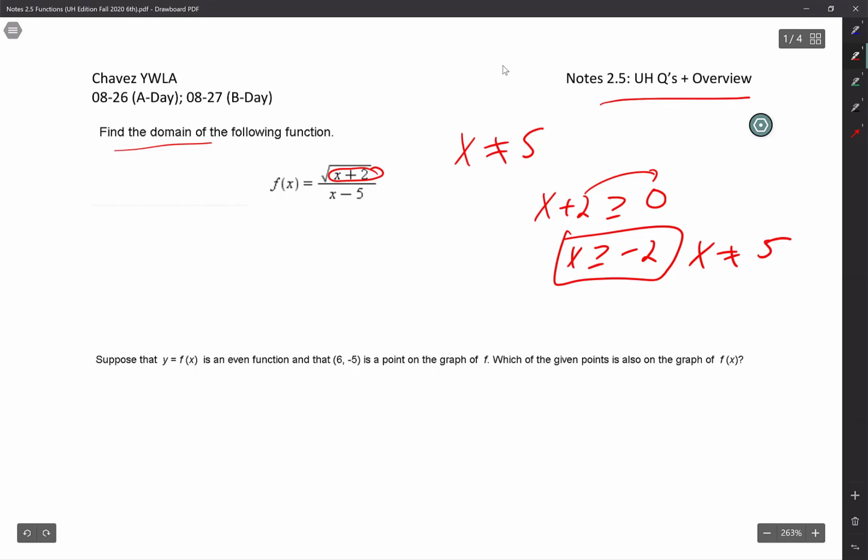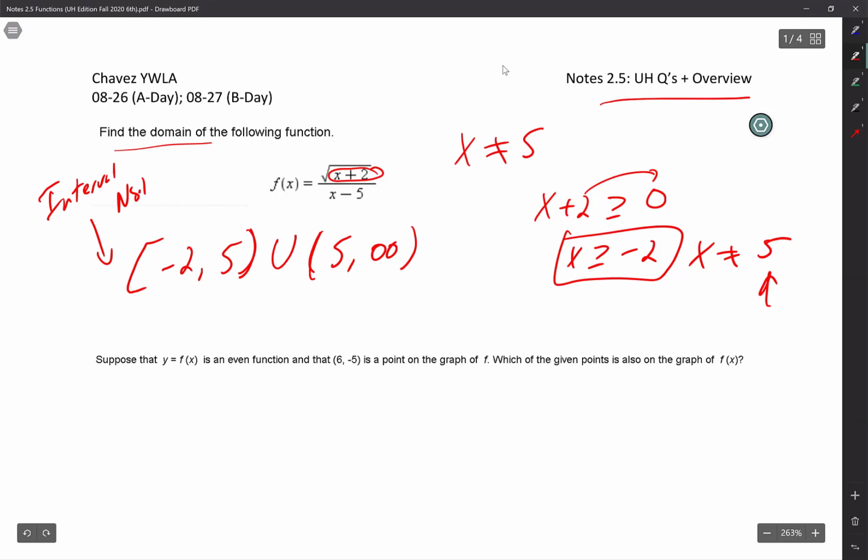So how would I write this in terms of interval notation? In interval notation, you would write it like this. You put a bracket, you put negative 2, comma, you go all the way to 5, parenthesis, union, and then you just put 5 and then infinity because it goes forever. And the reason why you have a 5 in parentheses and not a bracket is because you cannot equal 5. And this is called interval notation.